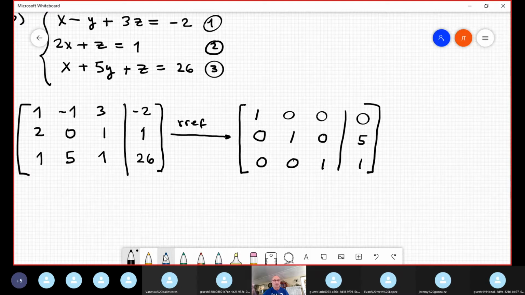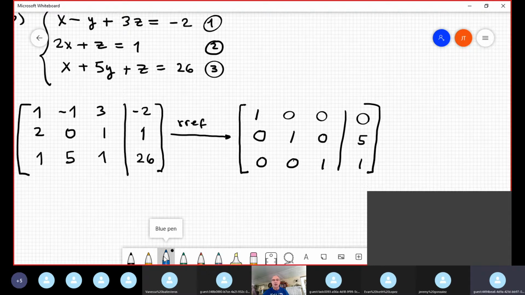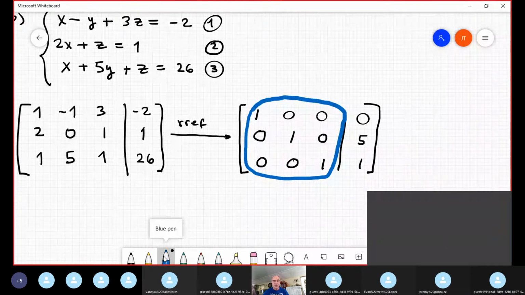Now, interpretation of this. I need help. Interpretation of this. We have one solution, infinity many solution, or no solution. What do you think? One solution. Absolutely. Why? Because you see clear like water, the famous identity matrix of the dimension 3. This is I3.